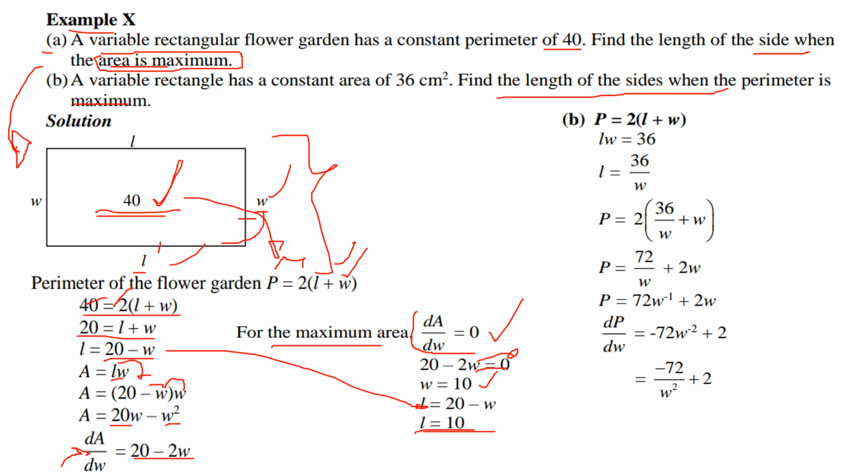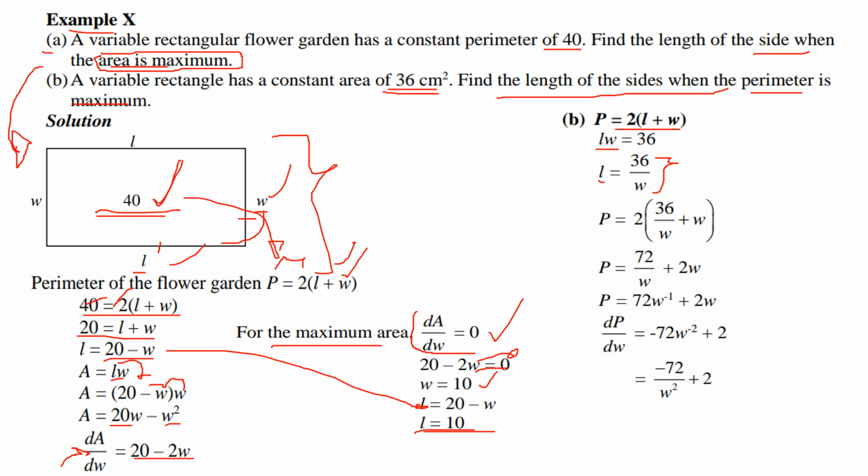Now looking at part B they talked about perimeter being maximum. That means that you're supposed to differentiate perimeter. And they gave area so that we can make length or width in terms of the other. So we're going to say that perimeter of a rectangular flower garden is given by this expression. But area, which was given, is given by length times width. So we make length the subject, and we're going to end up with L equal to 36 over W.